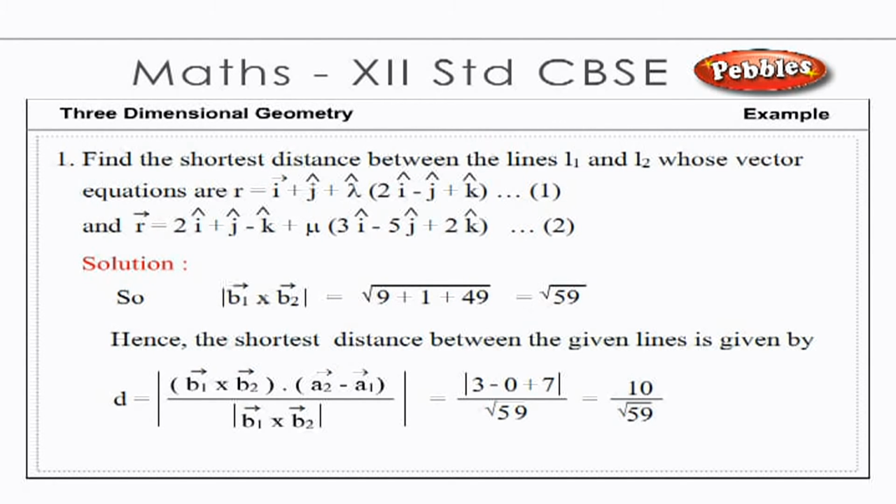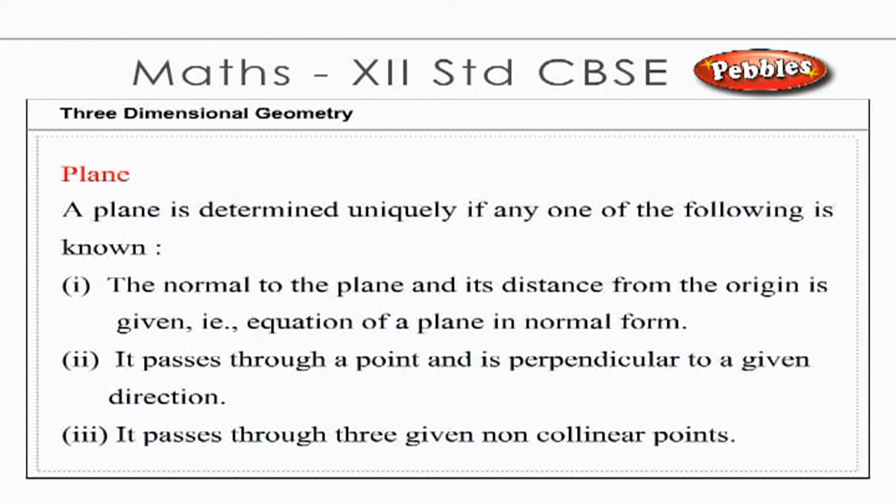Plane. A plane is determined uniquely if any one of the following is known. 1. The normal to the plane and its distance from the origin is given, that is, equation of a plane in normal form. 2. It passes through a point and is perpendicular to a given direction. 3. It passes through three given non-collinear points.